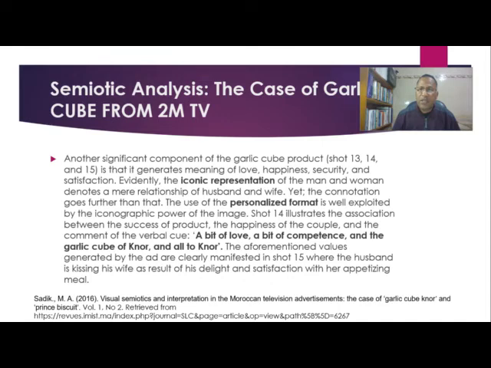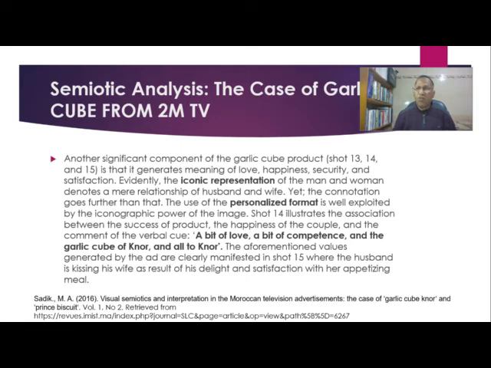Another dimension in the semiotic analysis is the one dealing with representation and iconicity. One of the significant components of the Garlic cube in shots 13, 14 and 15 is that they generate meaning of love, happiness, security, and satisfaction. The iconic representation of the man and woman denotes a good and successful relationship between husband and wife. Yet the connotation goes much further if we take the context, the personalized format well exploited, which is the kitchen, through the iconographic power of the image.